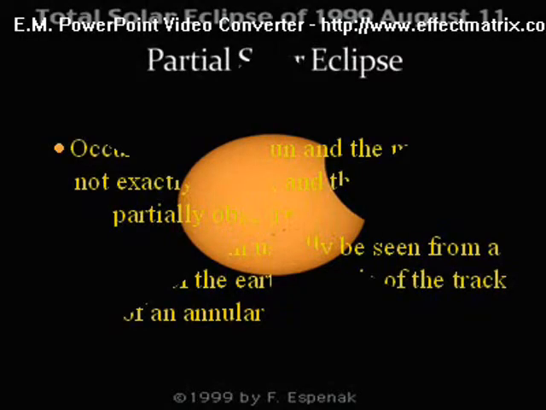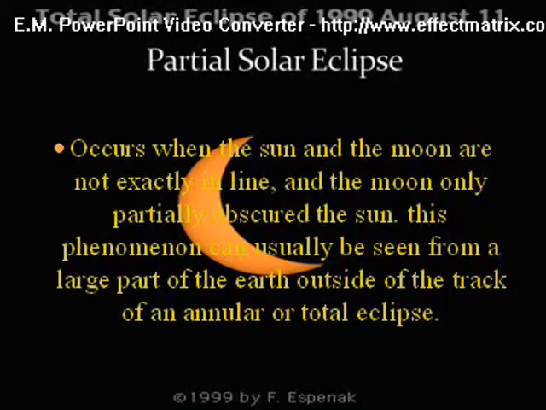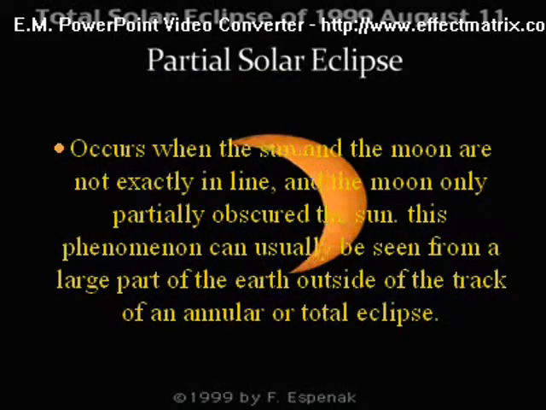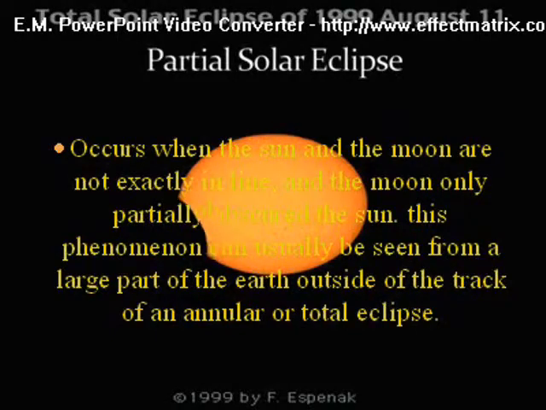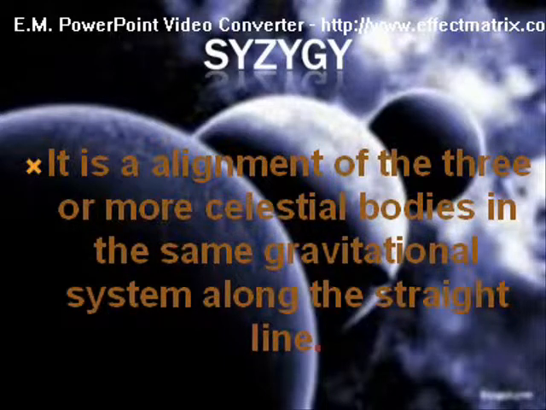Lastly, the partial solar eclipse occurs when the sun and the moon are not exactly in line, and the moon only partially obscures the sun. This phenomenon can usually be seen from a large part of the Earth, outside of the track of the annular or total eclipse. The alignment of three or more celestial bodies in the same gravitational system along a straight line is what we call syzygy.